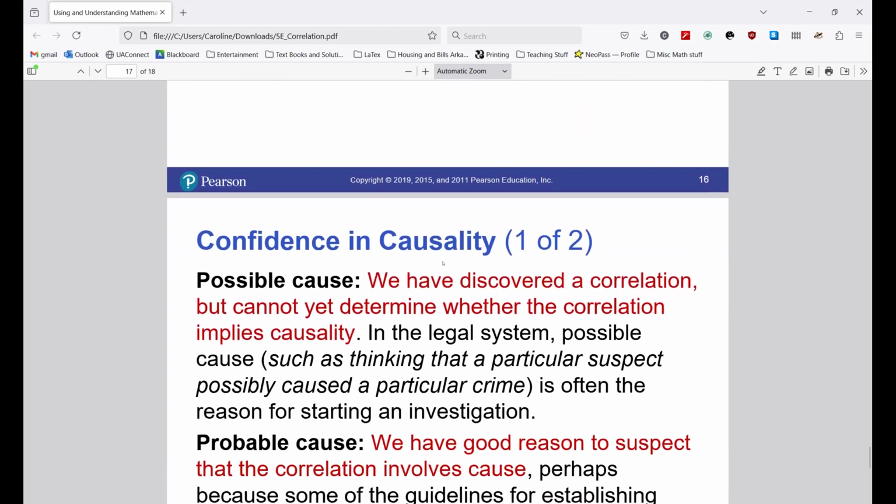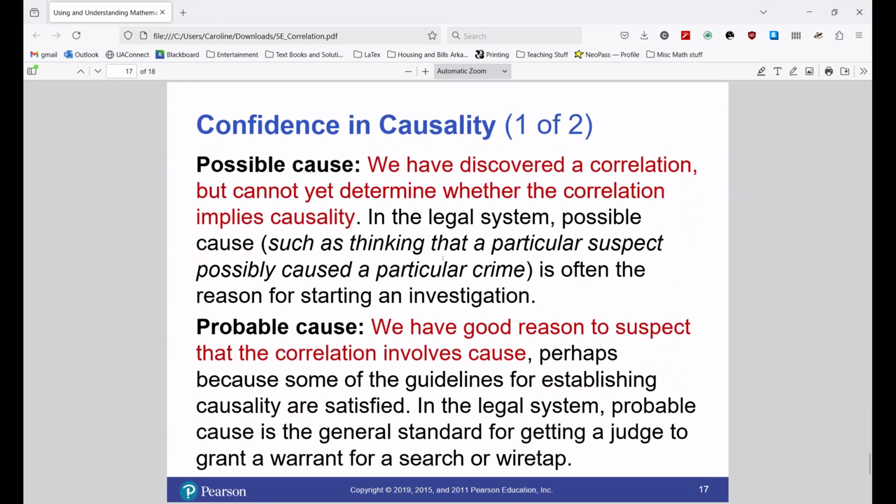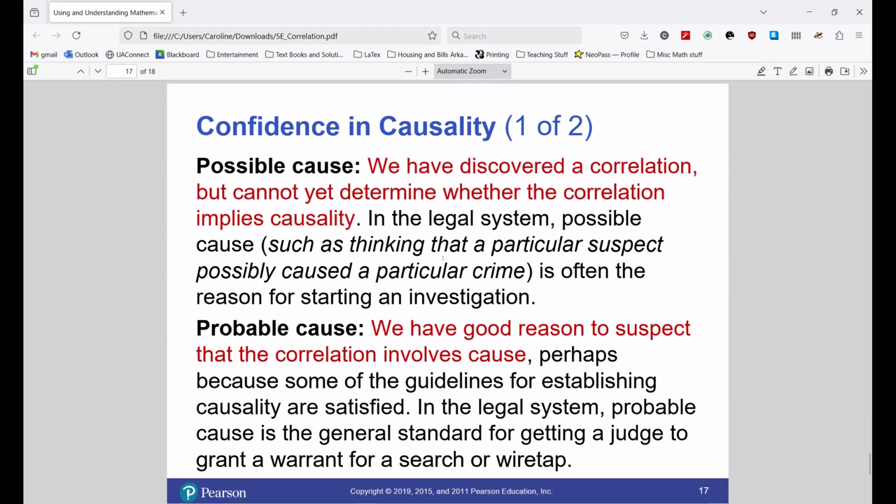And then another one here. Let's look at confidence in causality. Okay, so possible cause. We have discovered a correlation, but cannot yet determine whether the correlation implies causality. That's why we use possible.